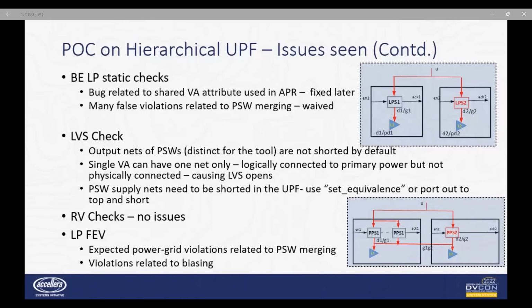During RV checks, reliability verification, we found no issues. For the low power FPV2, there were some violations related to merging of power switches, which were expected, and also there were many violations related to biasing, as our test case didn't have biasing, but we were using standard cells which had biasing in it.